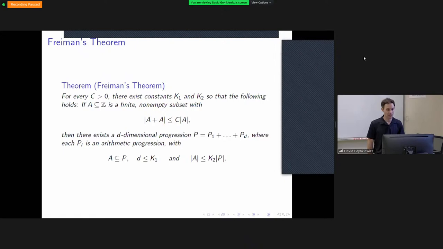But basically, if you have a set of integers, and here we're considering finite, non-empty subsets, and it has a small sum set, if the size of A plus A is no more than a constant times the cardinality of A, then the set has to have structure. It has to be contained as a dense subset of a multi-dimensional arithmetic progression, which is just a sum set of D different arithmetic progressions. And there are universal constants bounding the dimension and the density.